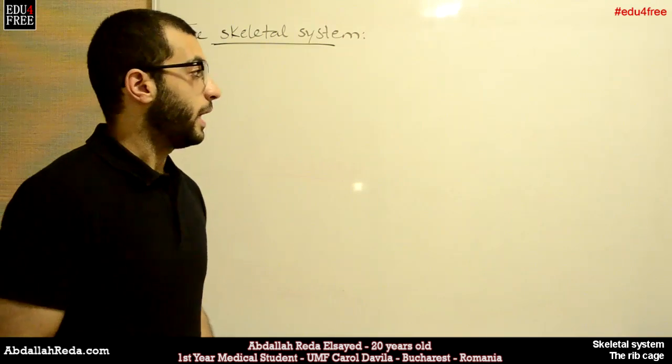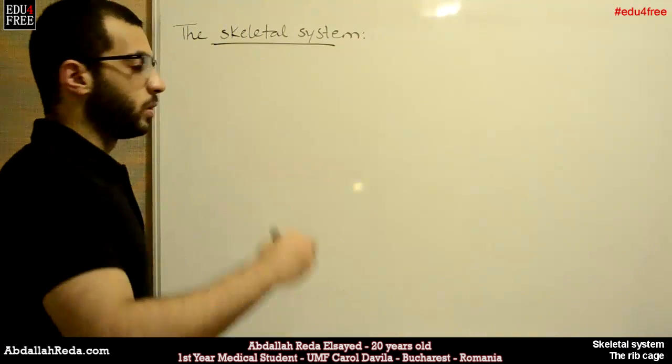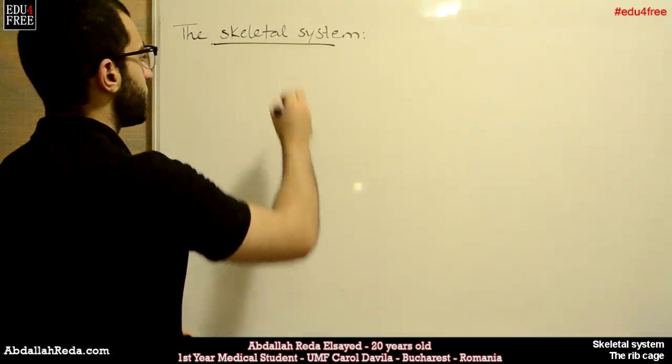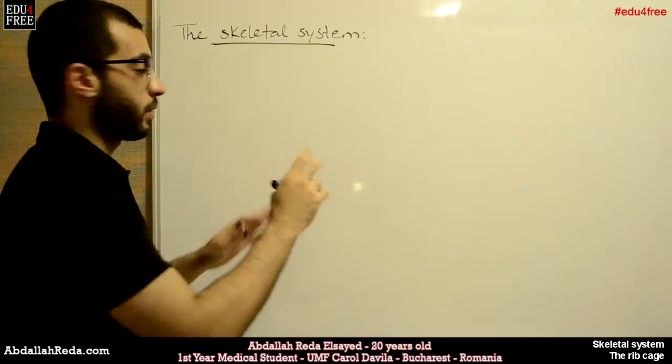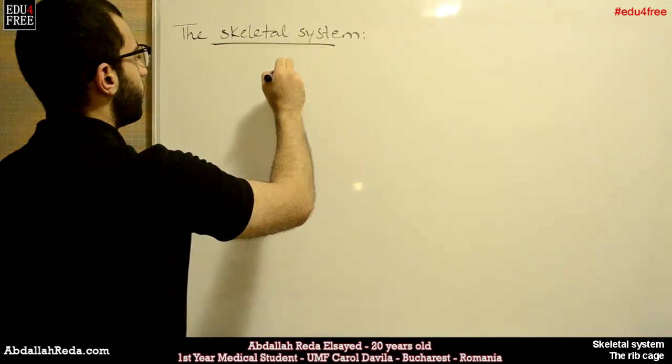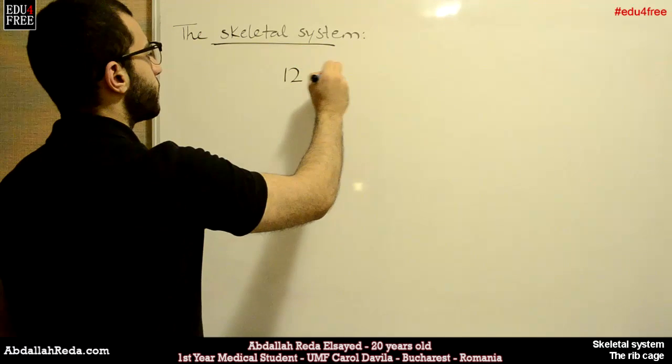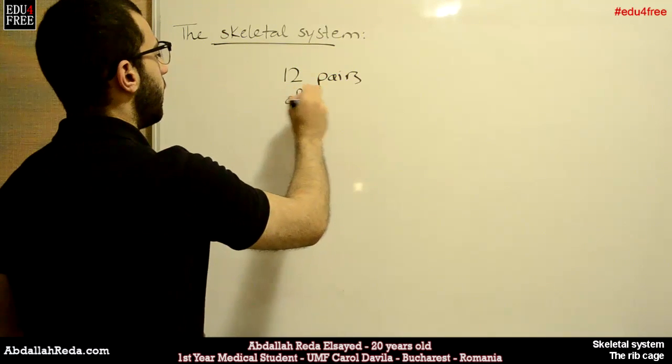So now we have the rib cage. The rib cage is called so because it's a cage which is found in the chest area, or in the thorax, and is formed out of 12 pairs of ribs.